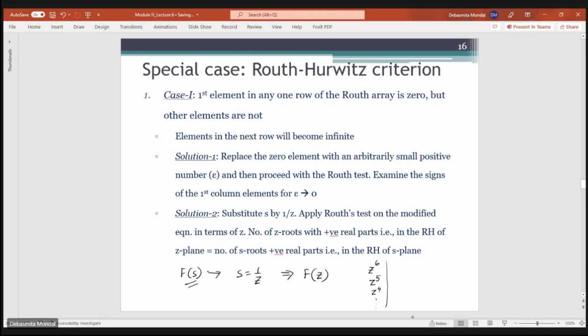But the first solution is that you replace the element 0 with a small number epsilon, and then continue with the Routh test. Okay, so this is one difficulty which might come while solving the Routh array.